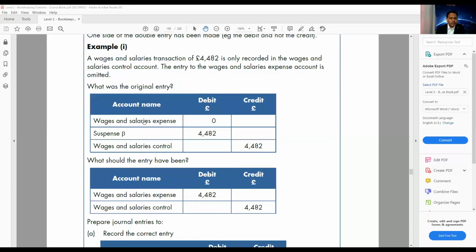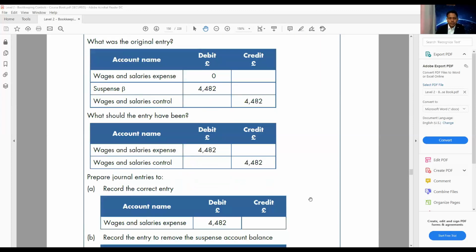So what was the original entry with the mistake? Original entry means with the mistake. So here I have written only wages and salaries control account credit. As soon as I say only wages and salaries control credit, and I don't write anything for the debit side, the debit side will be short by the same amount, isn't it? Wages and salaries expense I write 0. I didn't write anything. So my suspense account will be created with the same amount. When there is a shortage, a suspense account will be created. Now my suspense account is created here, same amount.